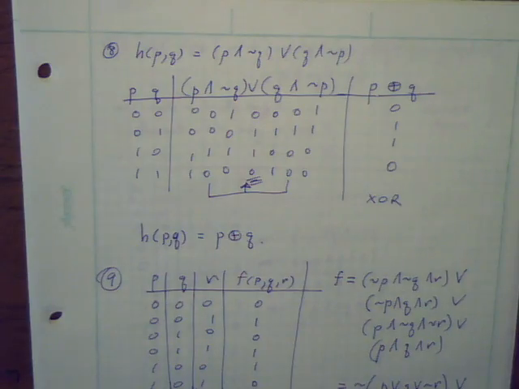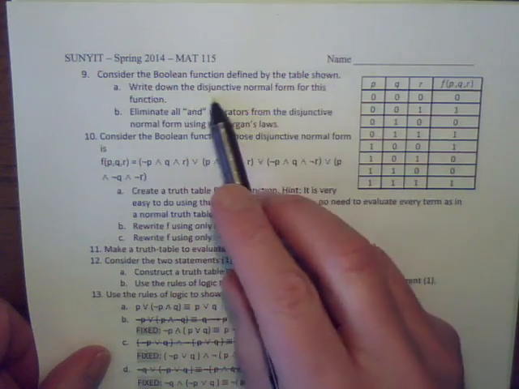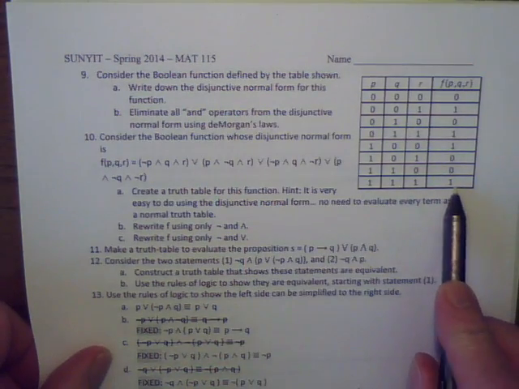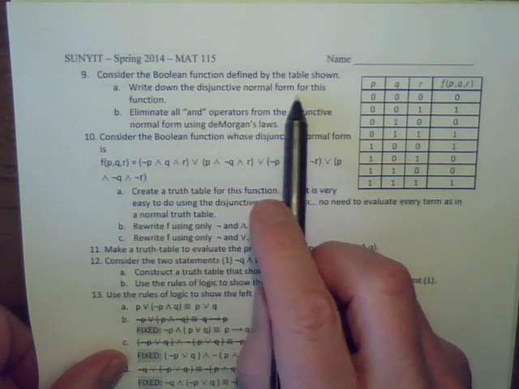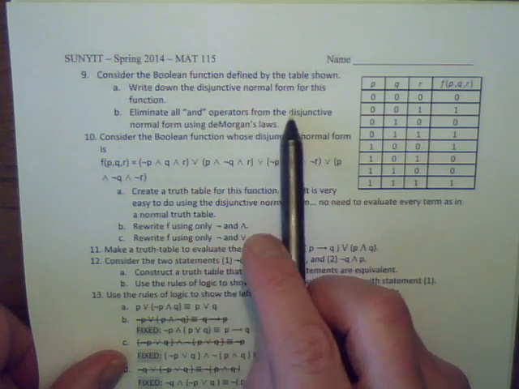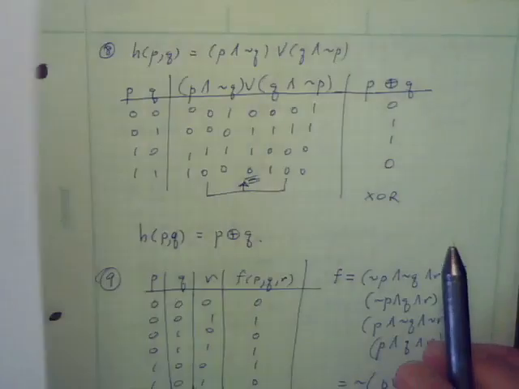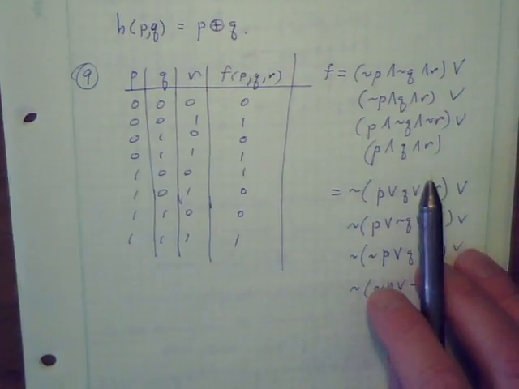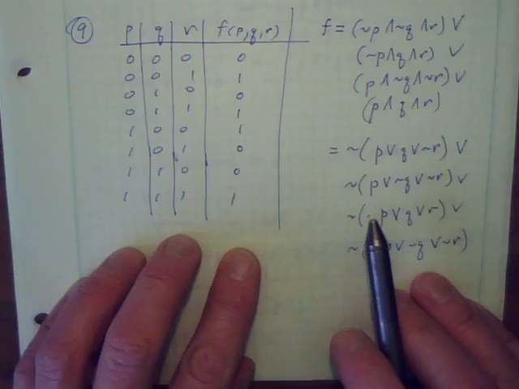Okay, problem number 9, very similar. Oh no, problem number 9 is a disjunctive normal form. We're given the truth table here, and we're supposed to write down the disjunctive normal form for this function, and we're supposed to eliminate all AND operators using De Morgan's laws. Okay, so disjunctive normal form. I've copied down this definition for the function here.